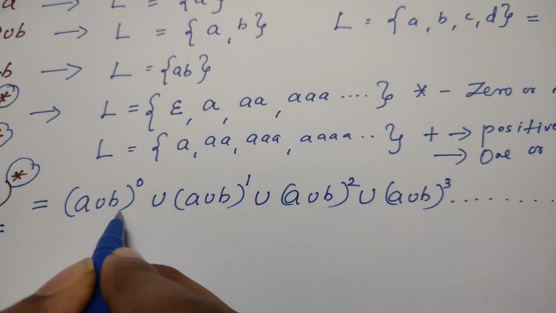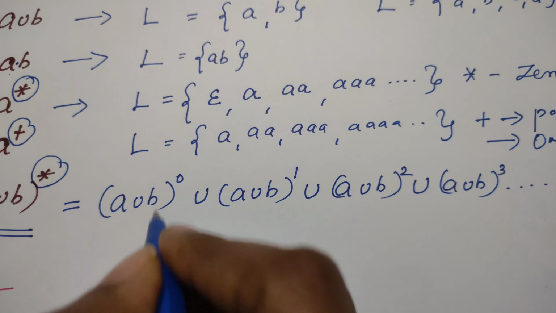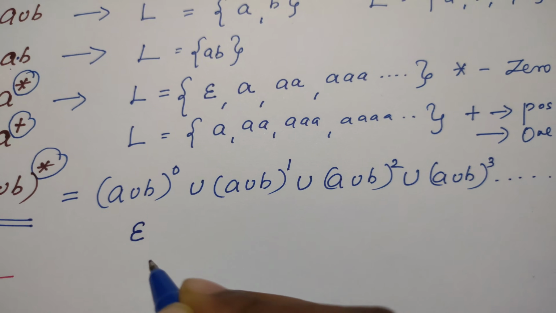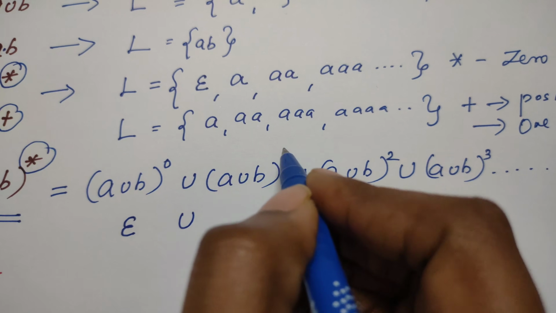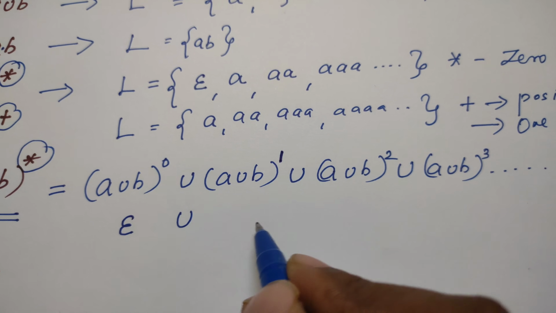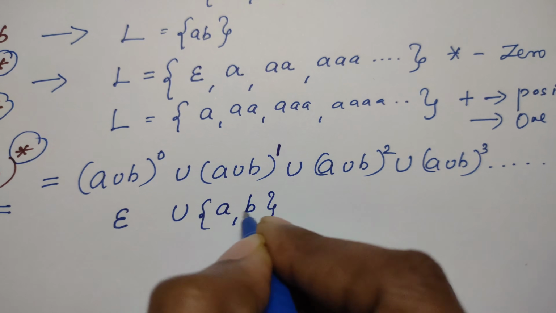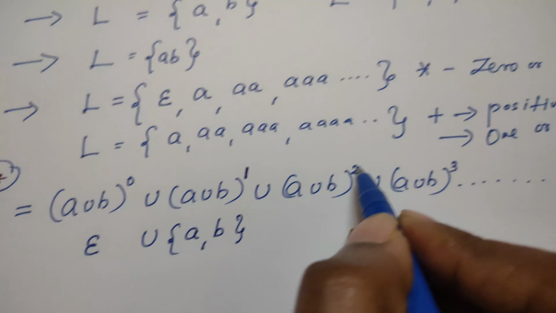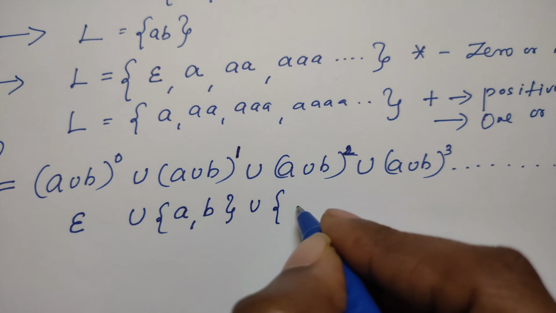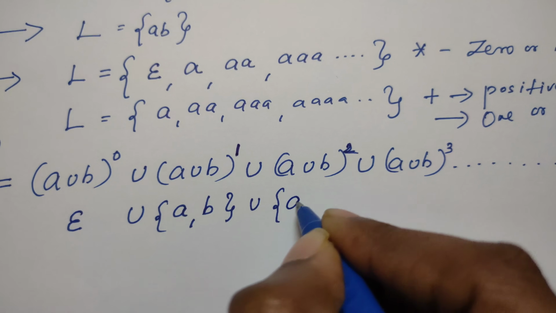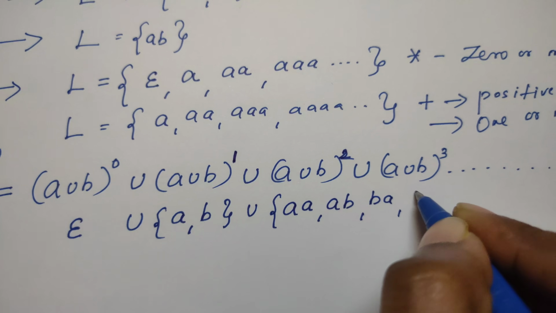So what is A union B whole to the power of 0? It is a string of length 0. Any string of length 0 is nothing but epsilon. What is the meaning of the power 1 expression? A string of length 1. String of length 1 means what are the strings possible from this regular expression? It can be either A or B. A union B whole square is written here. What is the meaning of this? It means strings of length 2. String of length 2 means what are the possible strings from here? It is AA, it can be AB, or it can be BA, or it can be BB.